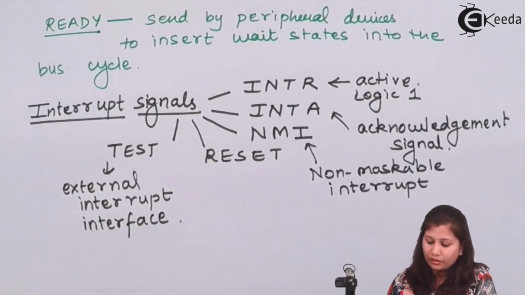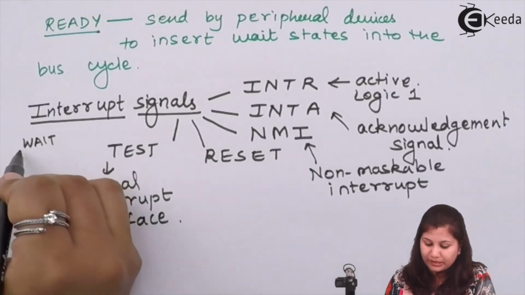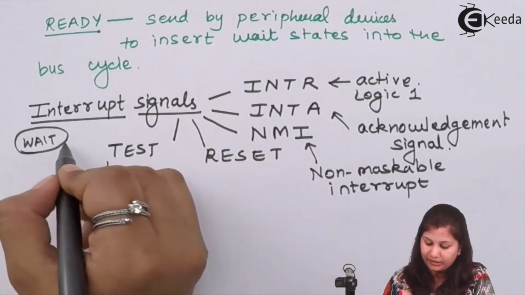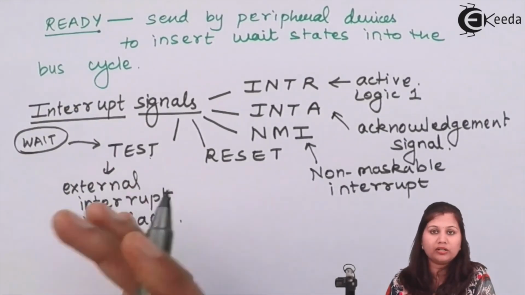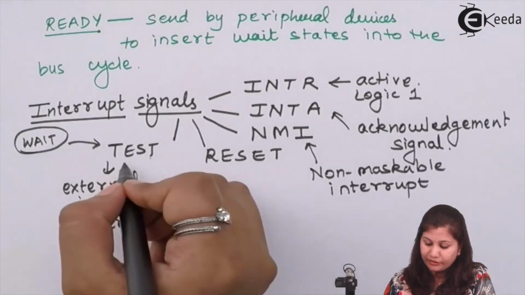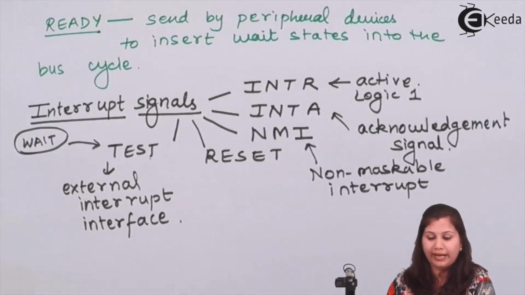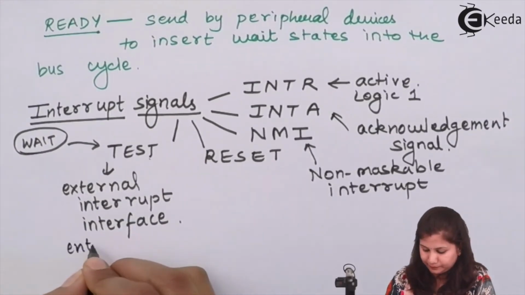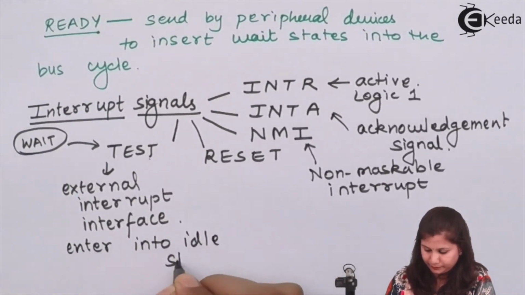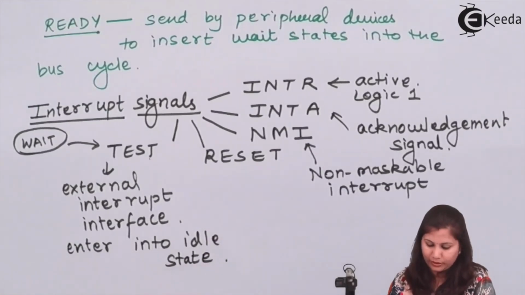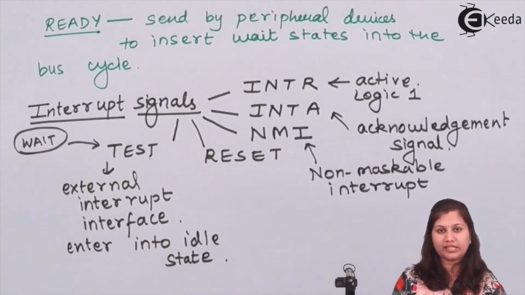Okay. Now in the microprocessor we have a WAIT instruction. So when this instruction is written in the main program, then this test signal will be checked by the microprocessor, whether it is 1 or 0. If the signal is found to be 1, then the microprocessor is going to enter into the idle state. And when this signal is 0, then the microprocessor is going to execute the next instruction.